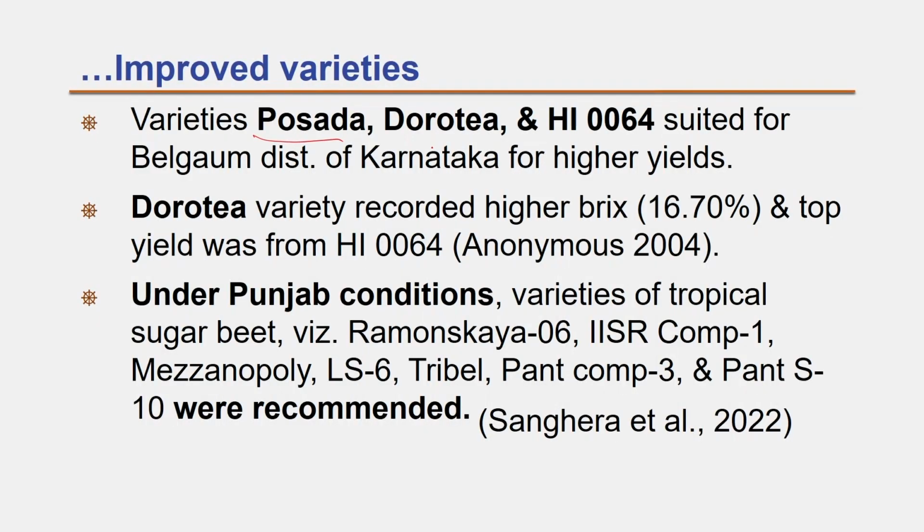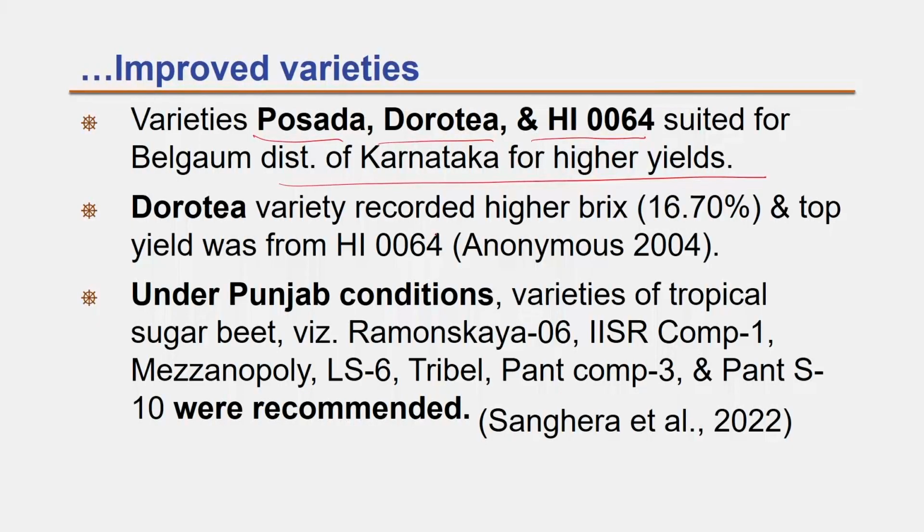Varieties Posada, Doroti and HI0064 suited for Belgaum district of Karnataka for higher yields. Means it is not that one variety can work in all the regions of the country. Sometimes they are location specific. They give better result under a certain location. Doroti variety recorded higher Brix, 16.7%. This is sugar percentage, and top yield was from HI0064. Again, you will see variability in sugar percent and yield.